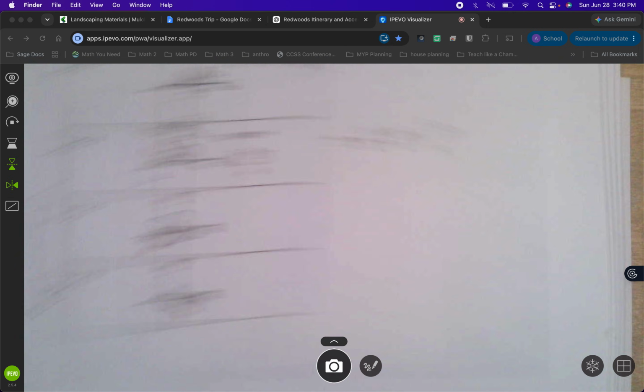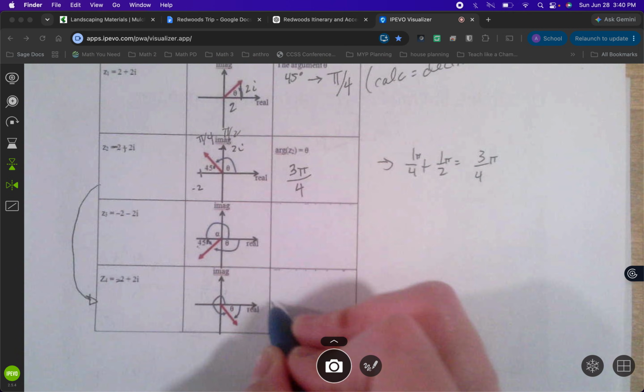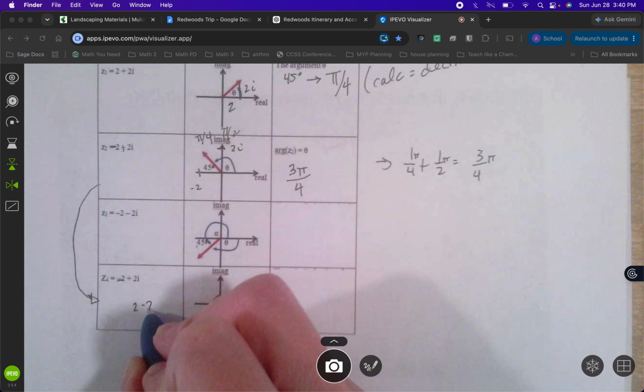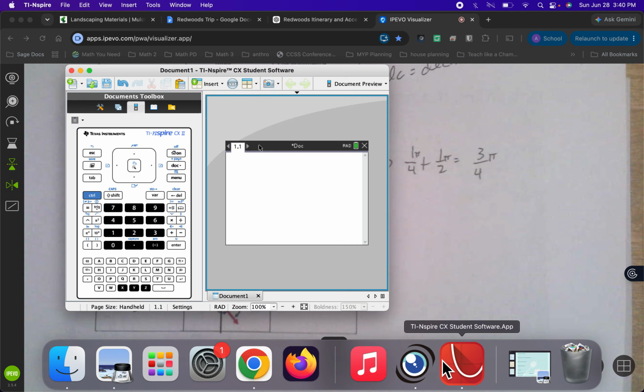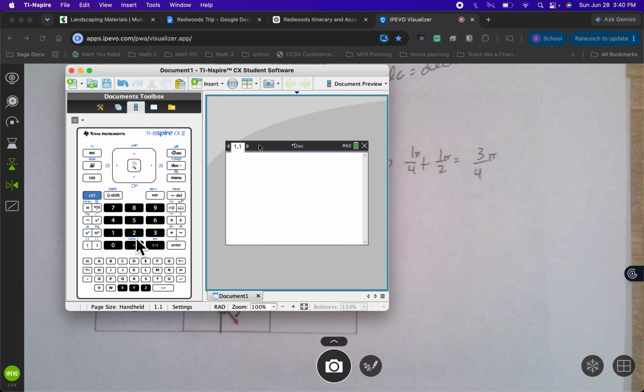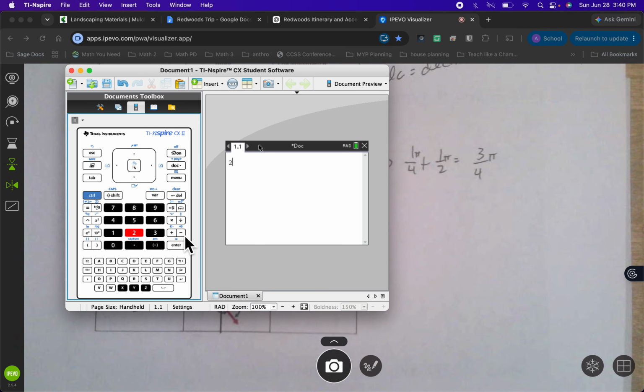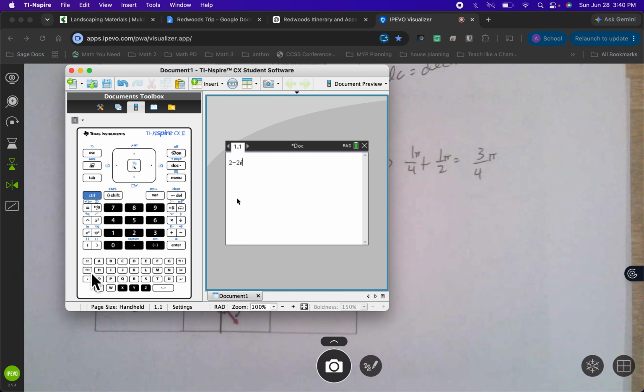So let's do this guy down here. So this is going to be 2 minus 2i for this guy. So we go to our calculator and we go 2 minus 2. You got to use the i down here or it won't work. Whoops. No, it's not going to work anyways for me. There we go. And then hit enter.